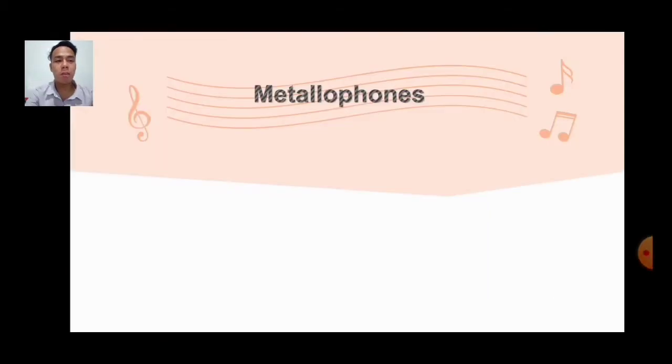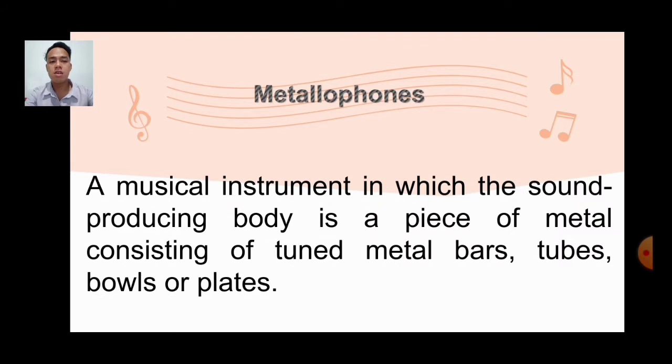Next is what we call the metallophones. Okay, when we say metallophones, it is a musical instrument in which the sound producing body is a piece of metal consisting of tuned metal bars, tubes, balls, or plates. These instruments help in playing the melodic parts of gamelan.